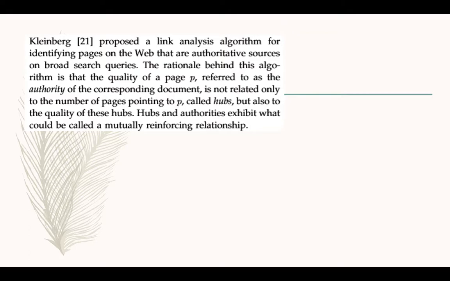The rationale behind this algorithm is that the quality of a page P, referred to as the authority of the corresponding document, is not related only to the number of pages pointing to P, called hubs, but also to the quality of these hubs. Hubs and authorities exhibit what could be called a mutually reinforcing relationship.